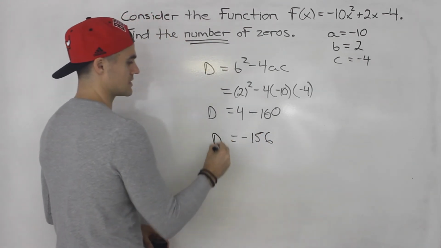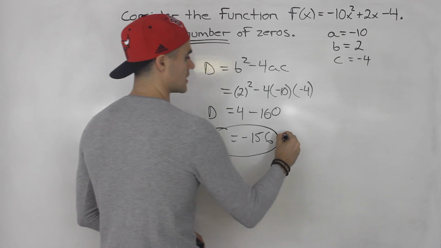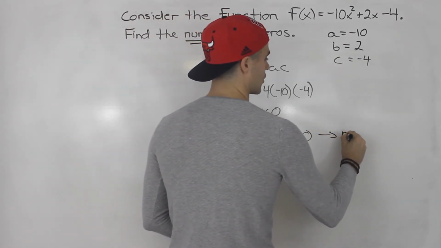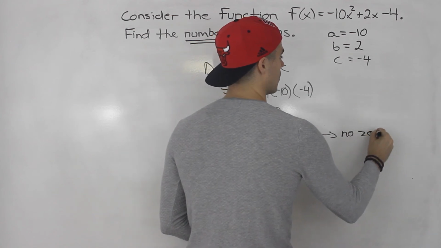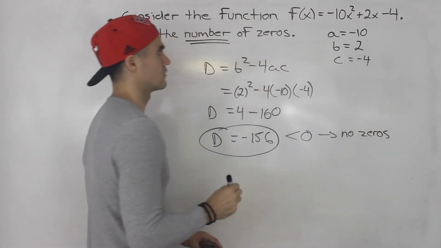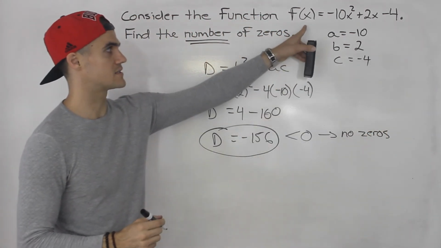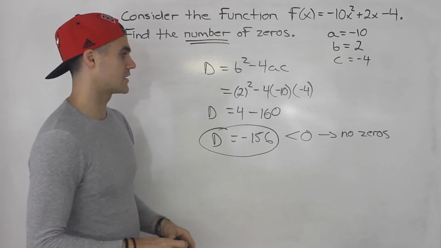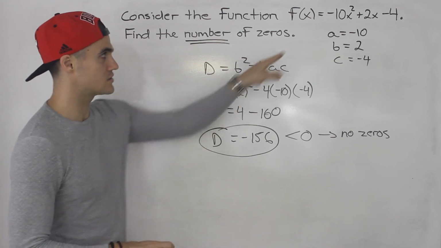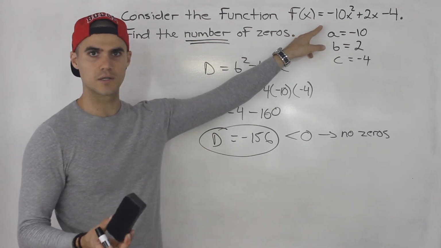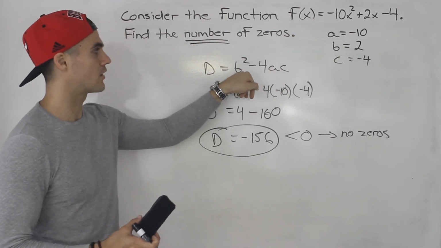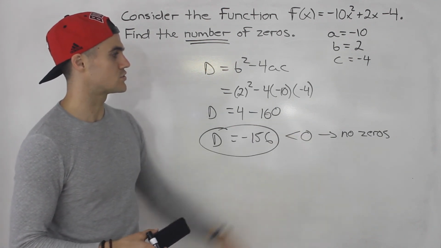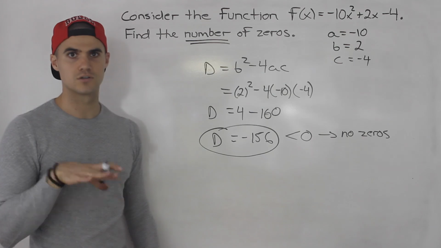So the discriminant is negative 156, which is less than 0, which means there are no zeros or no x-intercepts for this function here. Because if we threw this into the quadratic formula, we wouldn't be able to get a solution because the part under the square root would be negative. So that means there's no solutions, no zeros. That's the answer to this question.